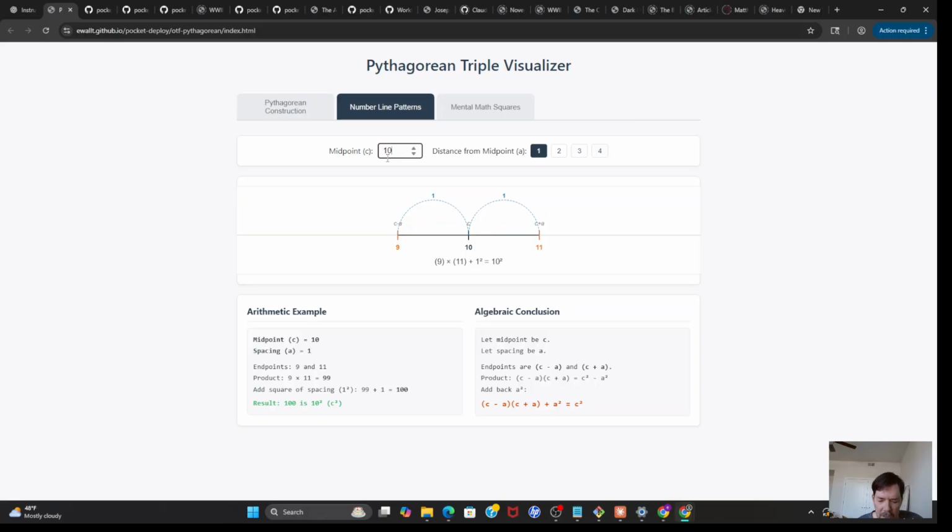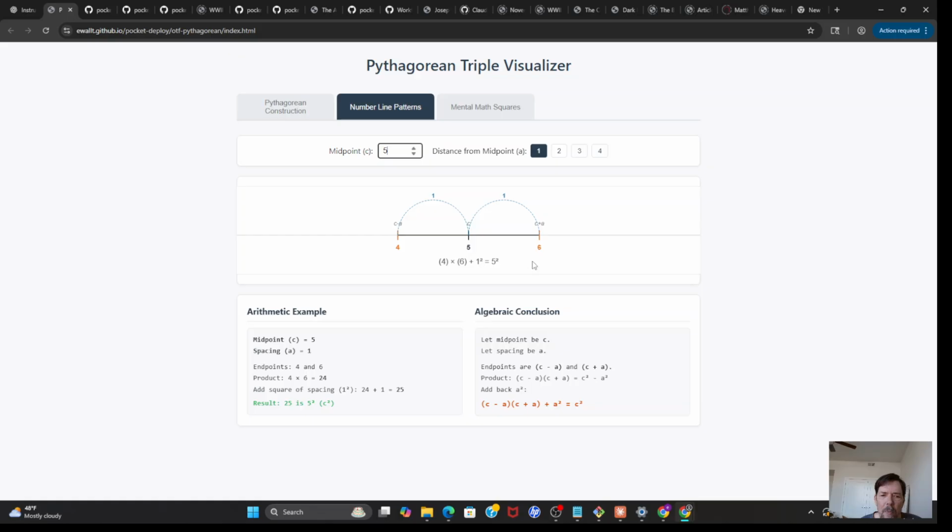So let me go back here. I'm going to start with 1, 2, 3. Here we've got 1, 2, 3. So the first thing to notice is if we multiply the endpoints and add 1, we get a square. So 3 times 1 is 3 plus 1 is 4. That's a square. 3 times 5 is 15 plus 1 is 16. That's a square. 4 times 6 is 24 plus 1 is a square, 25, and so on.